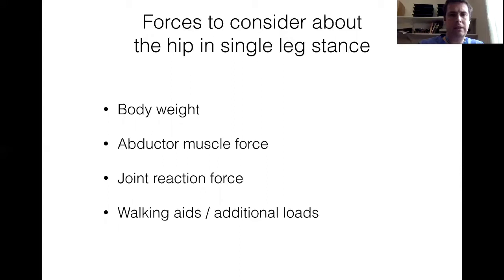The forces that we have to consider are body weight, the abductor muscle force, the joint reaction force, and the effect of any walking aids or additional loads applied to that free body. What we want to do is determine what effect these different forces have on the joint reaction force. If we're able to reduce the joint reaction force, for example, in patients with hip arthritis, then that will help reduce the patient's pain due to the force and the pressures within the joint. So that's the idea behind applying walking aids to try and reduce that joint reaction force.